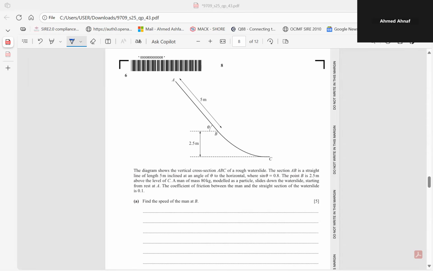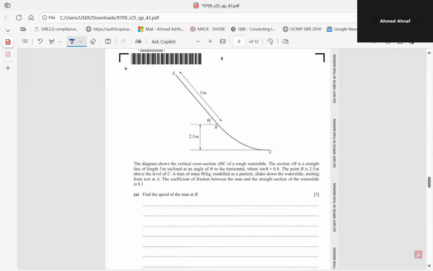Okay, so for this question, we're given a diagram. The diagram shows the vertical cross-section ABC of a rough water slide. That means along this surface, friction will be there. Section AB is a straight line of length 5 meters inclined at an angle theta to the horizontal. You can see it's given in the diagram where sine theta equals 0.8. The point B is 2.5 meters above the level of the sea. You can see it right here.